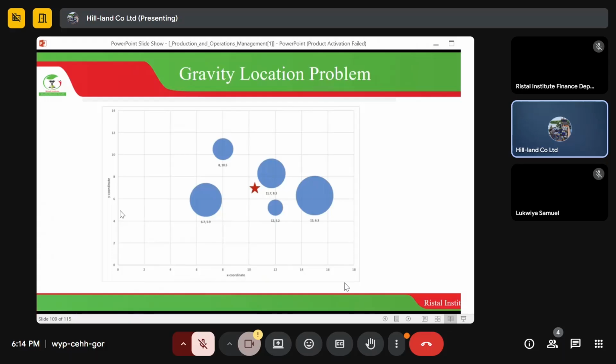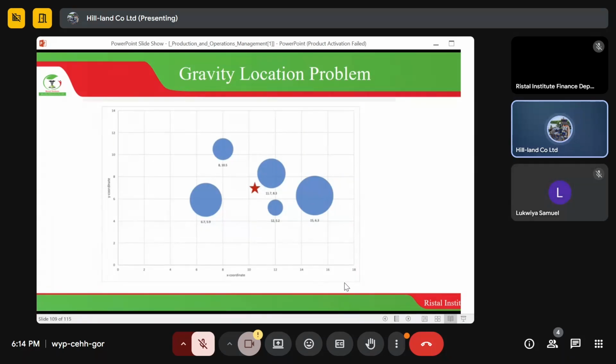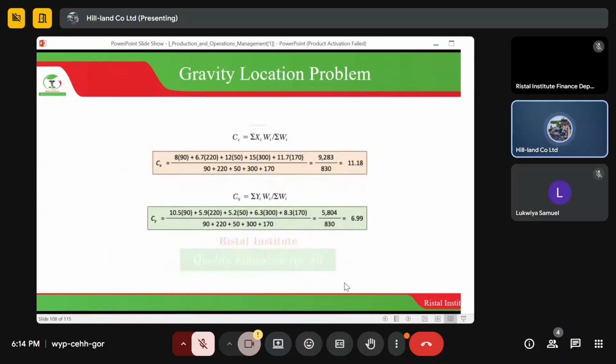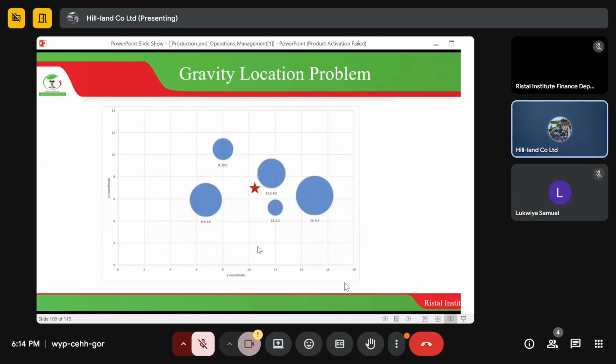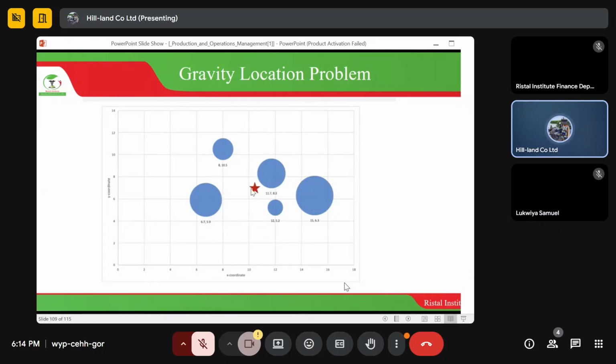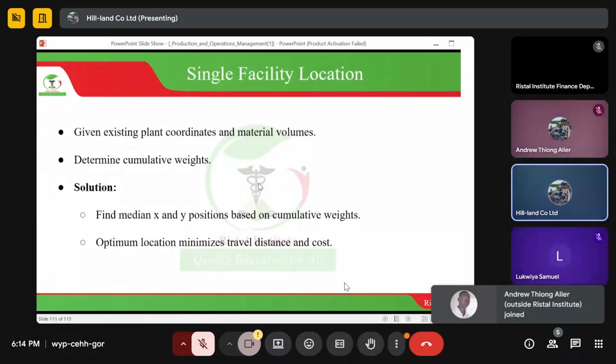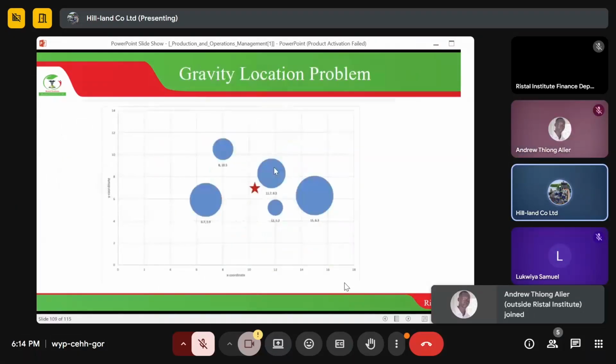So that means we come to our y-axis and we look for 6.99, which is around here. And yesterday I said it could be around here. Then for the x-axis, it's 11.18, which we assume to be around here. And this is where the star is on our plotting. We assume this is where we decide to locate our plant, so that we are able to minimize cost and be able to supply our customers.